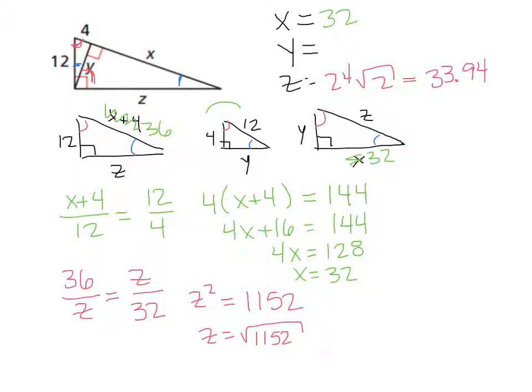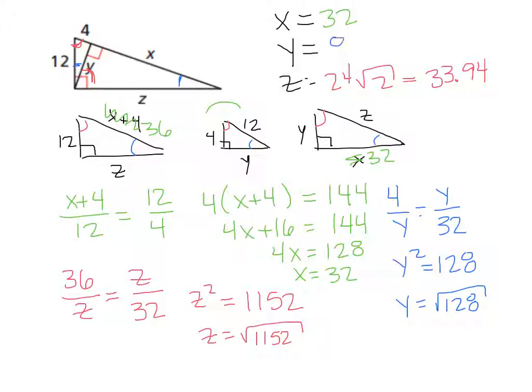Now, if we want to find y, looks like y only shows up in those last two triangles, so I'm going to set up my ratios of 4 over y equals y over 32. Set our cross products equal to each other. We're going to end up with y squared equals 4 times 32, which is 128. So y equals the square root of 128, which can also be simplified a little bit to be 8 times the square root of 2, which is the approximation of 11.31.